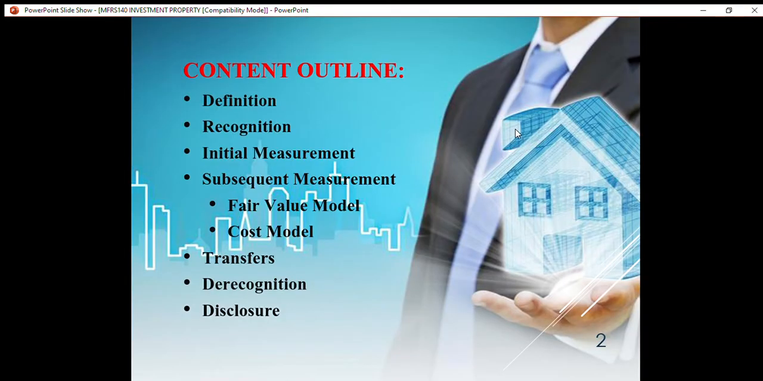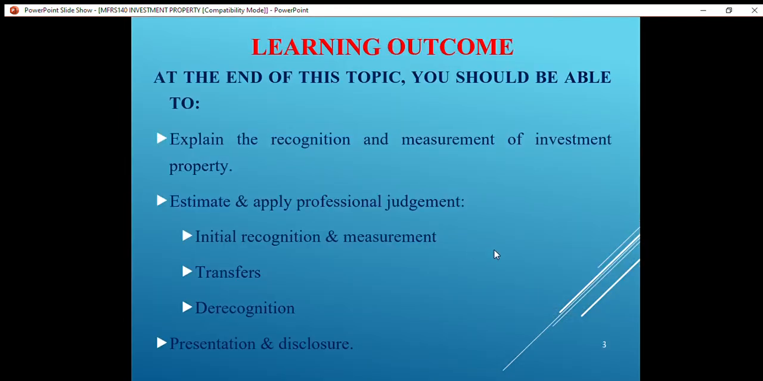Today I'm going to explain MFRS 140, which is on investment property. This is the content for this topic. First, I'm going to touch on the definition of investment property, followed by the recognition, initial measurement, and subsequent measurement of investment property. For subsequent measurement, there are two models that can be applied, that is the fair value model and the cost model. Then I'm going to discuss transfers or change of use, derecognition, as well as disclosure.